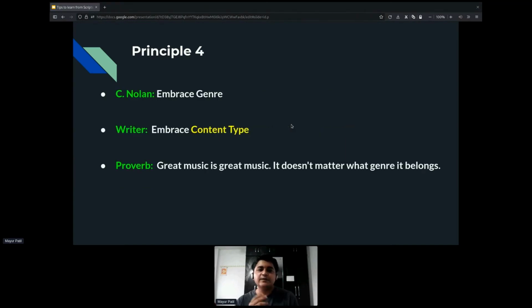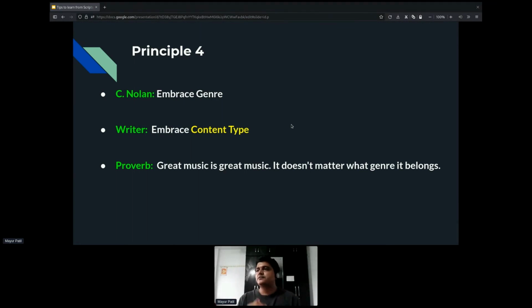Principle 4, very important: embrace your genre. In the case of writers, embrace the content types. Before writing any story, Nolan always thinks of an idea where the storytelling fits the particular genre.